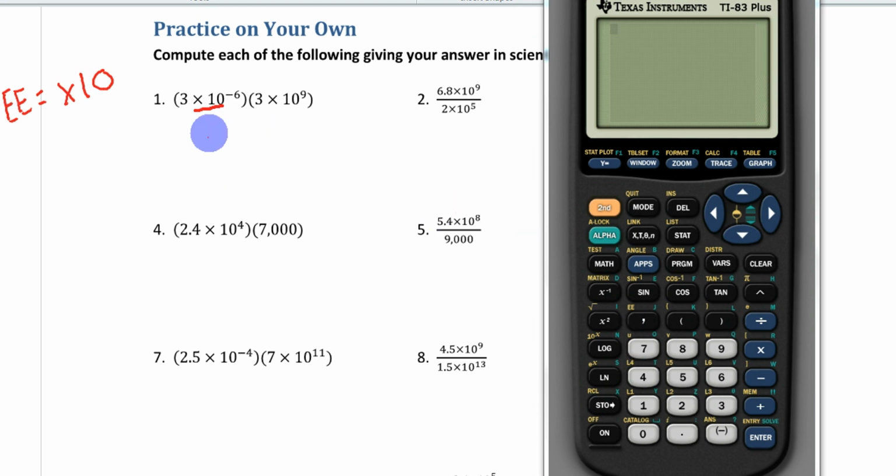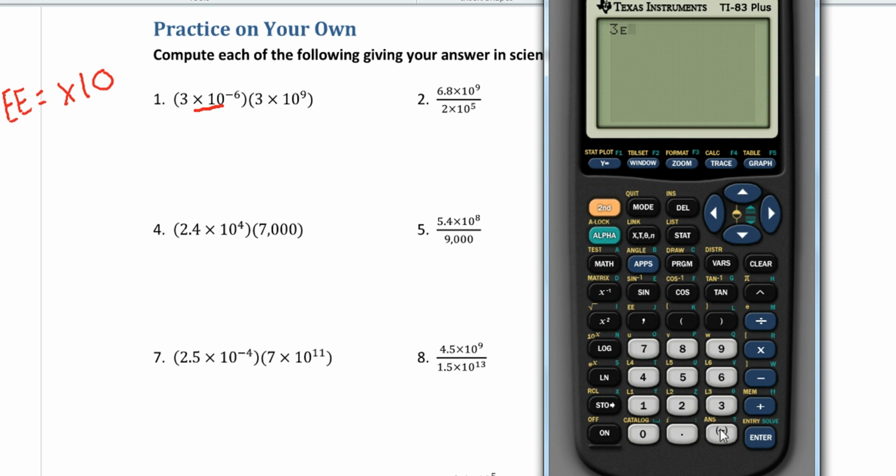Okay, so for the first example, the way we would type this in would be the initial part, 3, then it would be EE. We don't have to hit the times button because if you remember, EE is equal to times 10. Then we have to hit the second key because the EE is a yellow button above the comma. 3E. Now we just need the exponent.